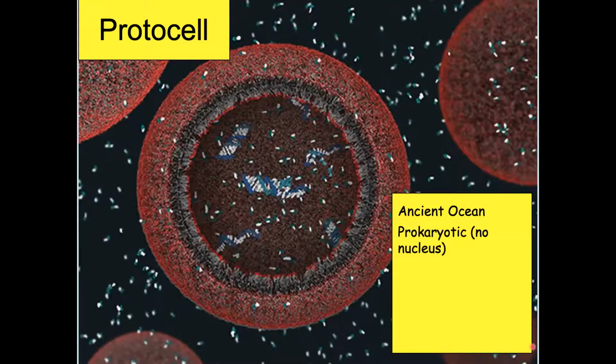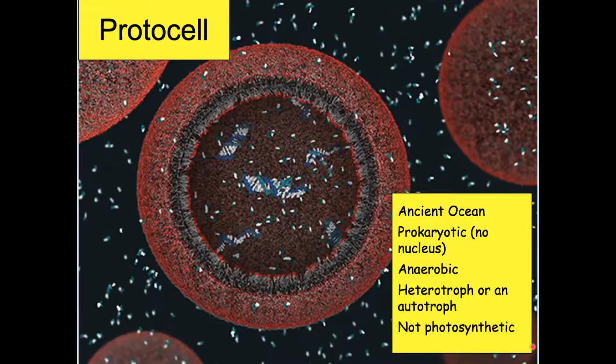Oxygen was scarce on early Earth, so the ancestral cell must have also been anaerobic, which means it was capable of living without oxygen. It could have been a heterotroph that fermented organic compounds, or an autotroph that stripped electrons from inorganic material to make its own food from carbon dioxide. But it's unlikely that the first cell was a photosynthetic organism.